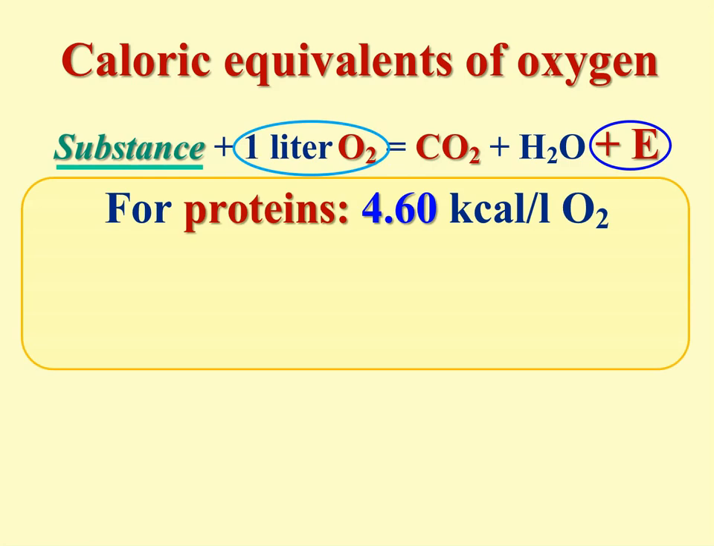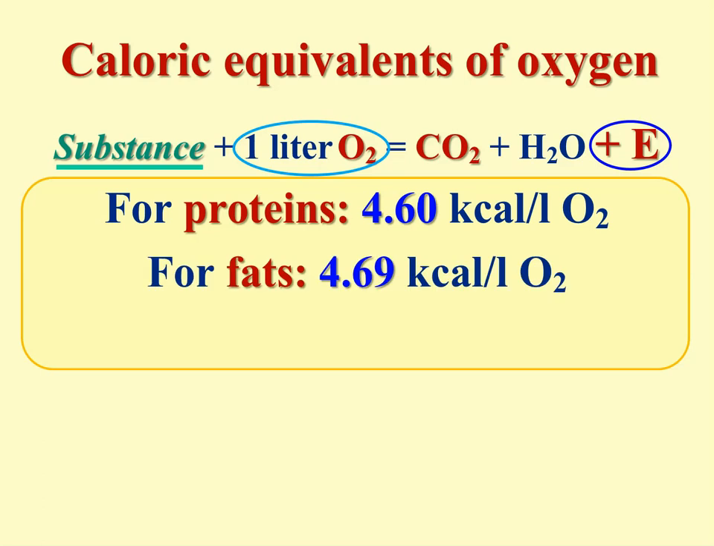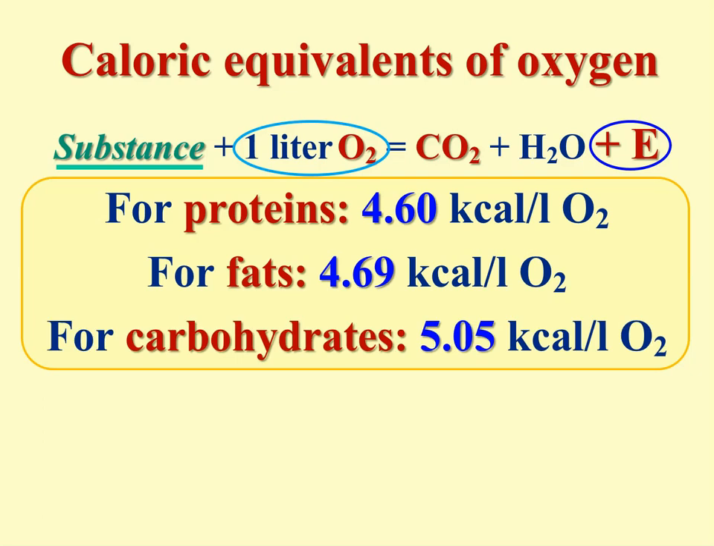For proteins, this amount of energy is about 4.6 kilocalories per liter of oxygen. But I hope you already remember that proteins are not much used for the oxidation to receive energy. It's just known that if we oxidate them, they will yield such an amount of energy. Then for fats, the value is 4.69 kilocalories per liter. And for carbohydrates, it's 5.05. Of course, it can be with 3 numbers after the comma, and it will be more exact, but it's enough to remember like this.